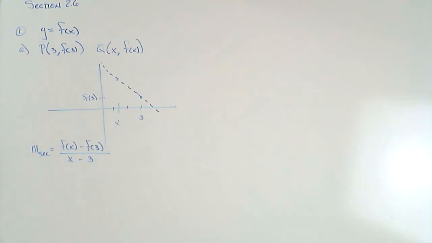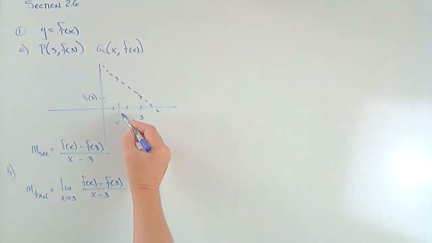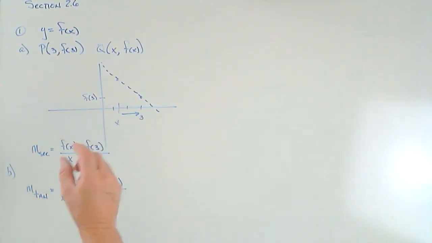Now it says, write the expression for the slope of the tangent line at P. So part B wants the slope of the tangent line. Now to get the slope of the tangent line, we're going to have to let x approach 3. So that's going to be the limit as x approaches 3 of f of x minus f of 3 divided by x minus 3. The secant line is just between 2 points. The tangent line is as x approaches 3. So we let the distance between x and 3 get smaller and smaller and smaller. So that's question number 1.